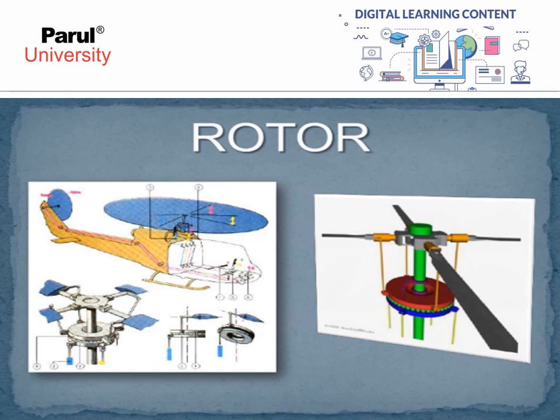Fuselage, the cockpit, engine and transmission assembly on the top of the helicopter, skid landing gear, main rotor, tail rotor, horizontal stabilizer, airframe. These are the components of the helicopter and this is the main rotor.